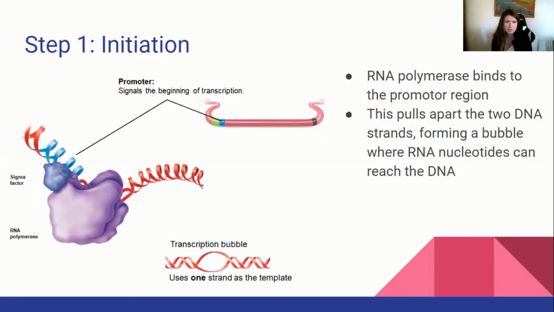RNA polymerase is going to pull in some RNA nucleotides in order to help us make a copy of the DNA that's written in this new language of RNA. Okay, so our RNA polymerase is binding into the promoter region, and the way that the RNA polymerase is shaped, it basically has like a little prong that's able to pull apart the DNA and create a little bubble where RNA nucleotides will be able to get to the DNA and will be able to match up.